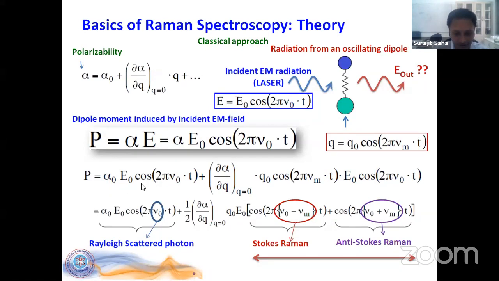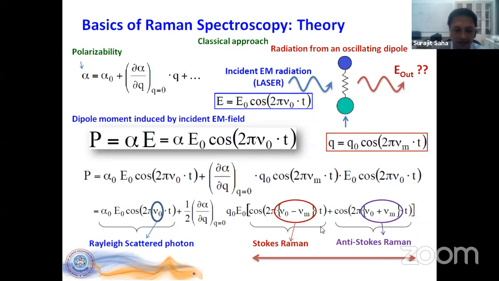Now, coming to this expression. The first term is entirely based on nu naught, which is the frequency of the incident light. And the second term, which is derived from this, is basically the difference between the incident light frequency and the atomic vibration. And the other one is the addition of the two. Now this is basically the Stokes Raman part, and this is the anti-Stokes Raman part.